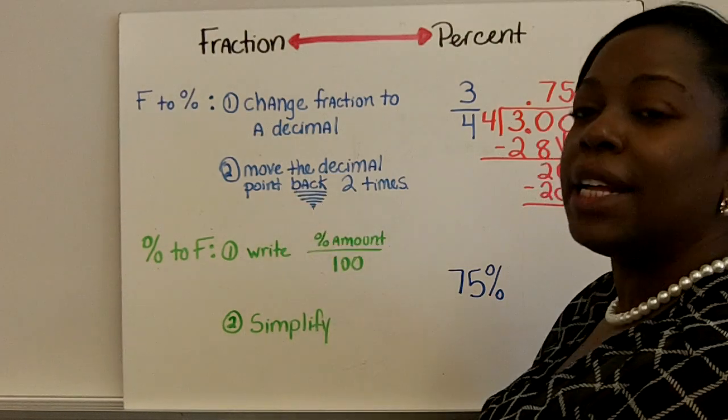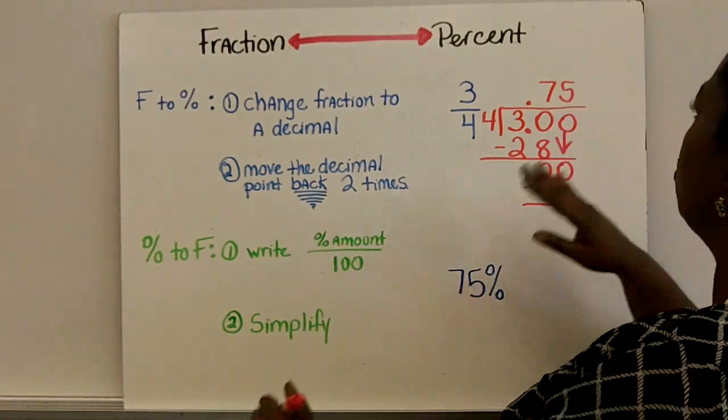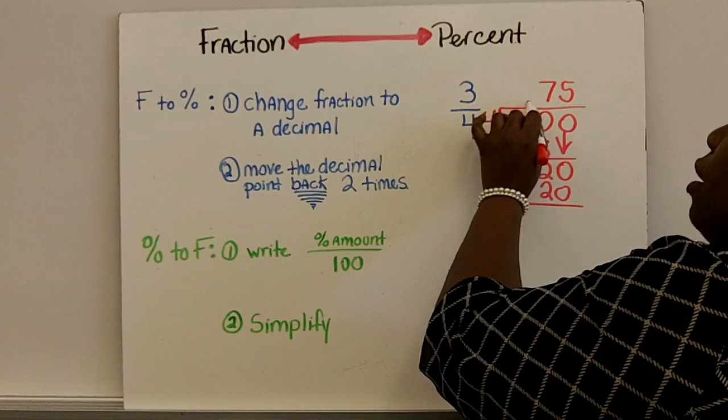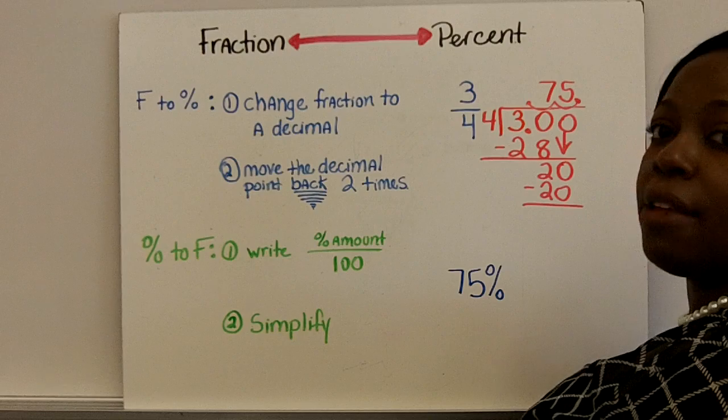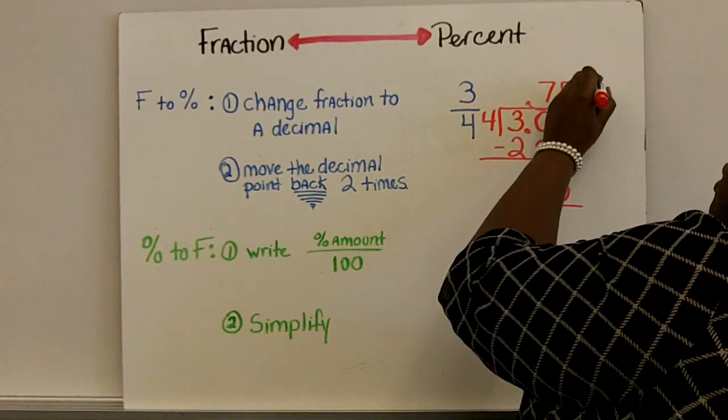Step number 2 is to move that decimal point forward twice. So the decimal point that is in front of the 7, we're going to move forward 2 times. Now it is behind the 5, making this 75%.